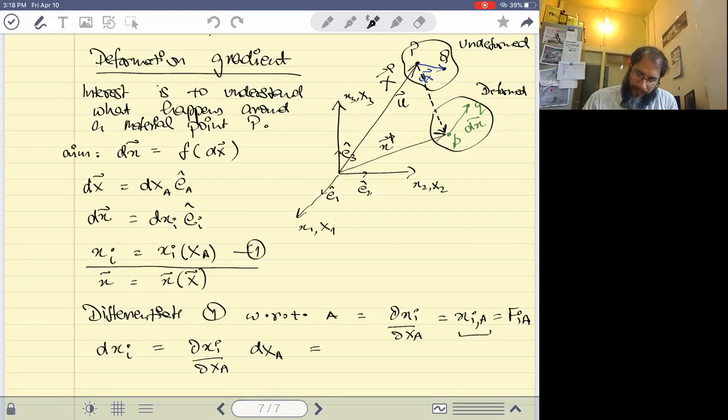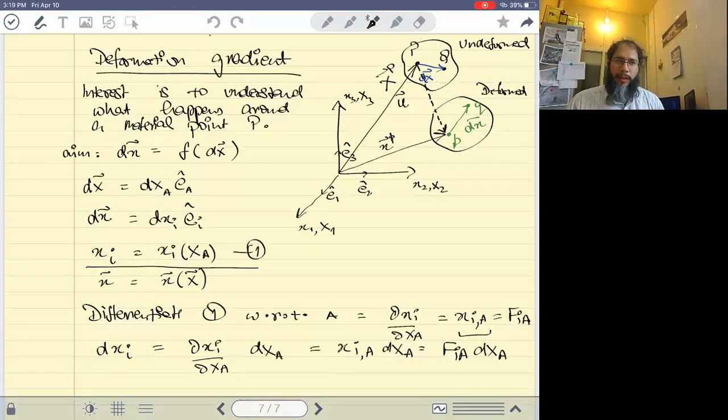So this now can be written as xi comma a dxa, or fia dx, where fia is defined as the gradient of xi with respect to capital XA. Okay, so now you can see that the tensor calculus that we had learned, we are very comfortably applying here without even expanding the terms. So this is the use of indicial notation. That's the reason we got very comfortable with indicial notation in the past few weeks.